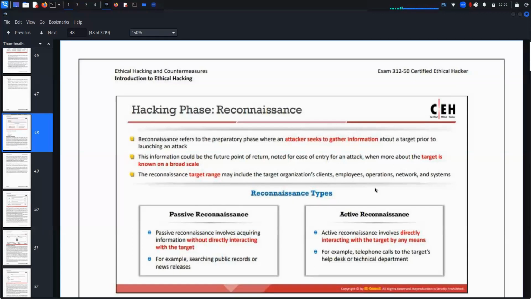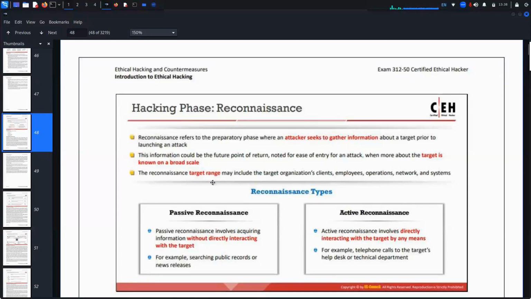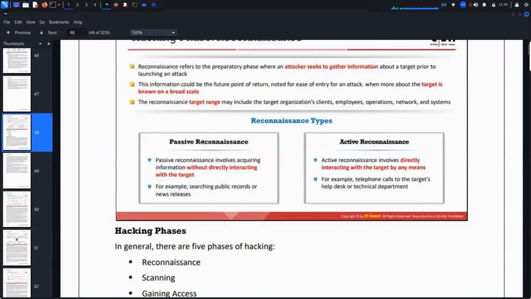So let's see what we are trying to get here. This information could be the future point of return, noted for ease of entry of an attack, when more about the target is known on a broad scale. You'll get an idea about the two types, called passive and active. Generally, whenever we talk about any hacking phase or cycle, the broader differentiation is passive and active. There are two methods. In passive, you don't interact with the target. In active, you have direct interaction with the target.